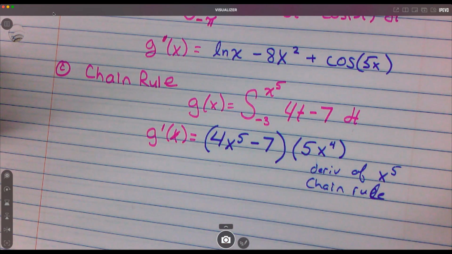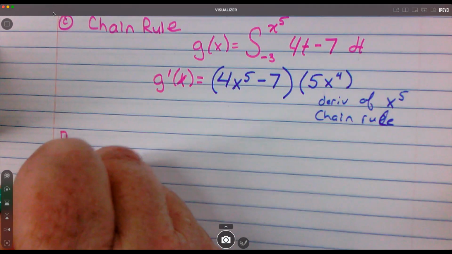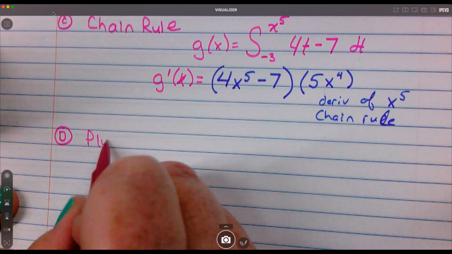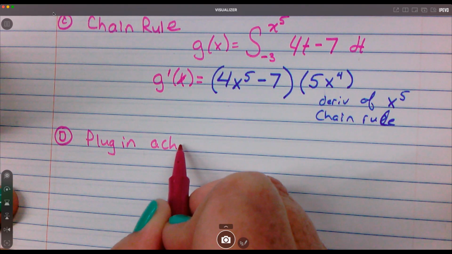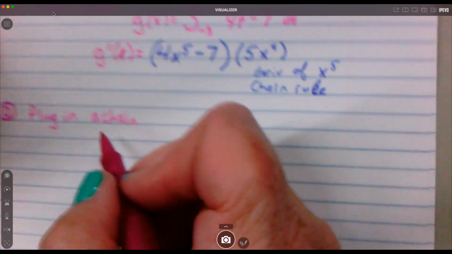Okay, here we go. Let's do another one. This one is for those of the highest faith. If you are a prophet of the fundamental theorem, this is a plug-in and a chain rule. A chain. That should say a chain.